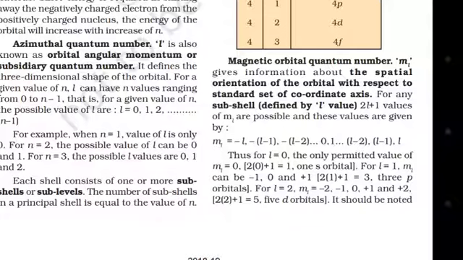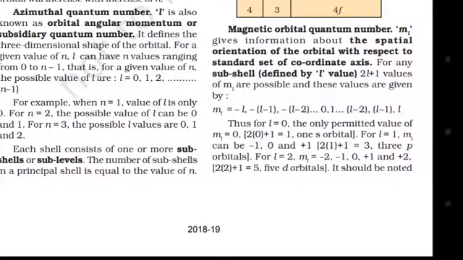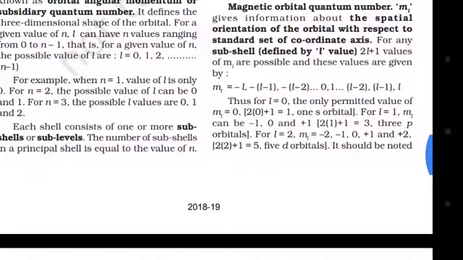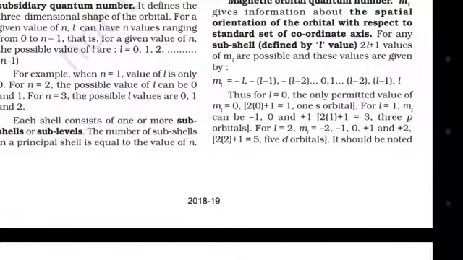Magnetic orbital quantum number ml gives information about the spatial orientation of the orbital with respect to the standard set of coordinate axes. For any subshell defined by L value, 2L plus 1 values of ml are possible, and these values are given by ml is equal to minus L, minus L plus 1, minus L plus 2, ..., 0, 1, ..., L minus 2, L minus 1, L. Thus, for L is equal to 0, the only permitted value of ml is 0, because 2 into 0 plus 1 is equal to 1, one s orbital. For L is equal to 1, ml can be minus 1, 0 and plus 1, three p orbitals. For L is equal to 2, ml is equal to minus 2, minus 1, 0, plus 1 and plus 2. In bracket, 2 into 2 plus 1 is equal to 5 d orbitals.